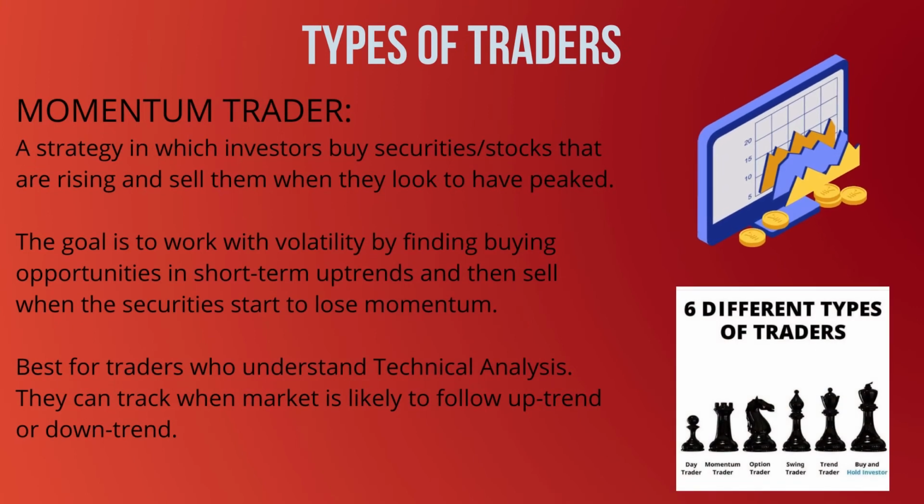Anyways, next is the momentum trader. The momentum traders use a strategy in which they buy securities, stocks that are rising, and sell them when they look to have peaked. Unlike intraday trading, where you have to buy and sell on a single day, here you need not sell it before 3:30 p.m. You can keep it as long as you want. But their main goal is to find buying opportunities in short-term uptrends and then sell when the securities start to lose momentum. So when I say long-term, I mean 2-3 weeks or maybe 2-3 months, depending on when the stock price hits the upper circuit.